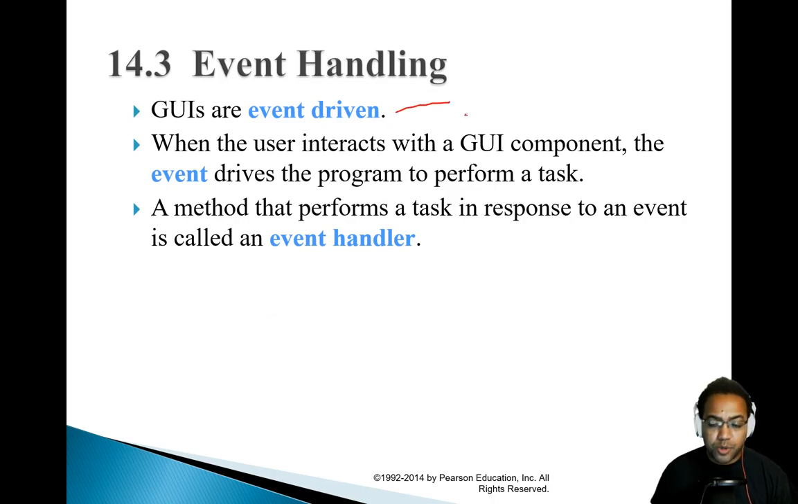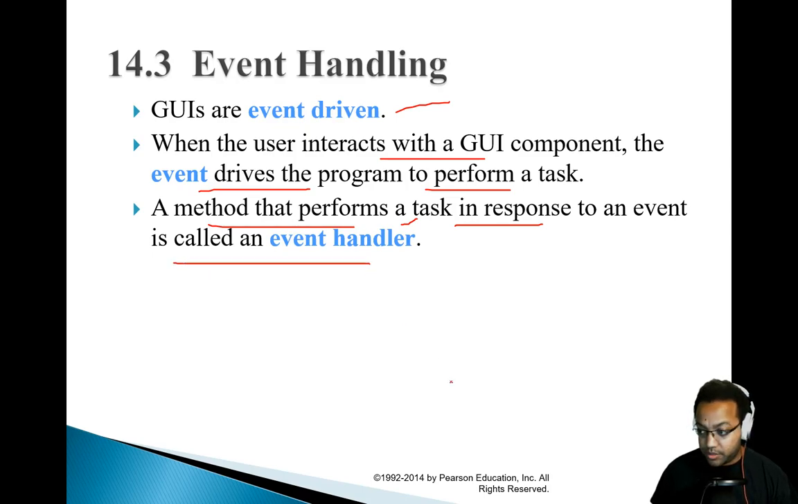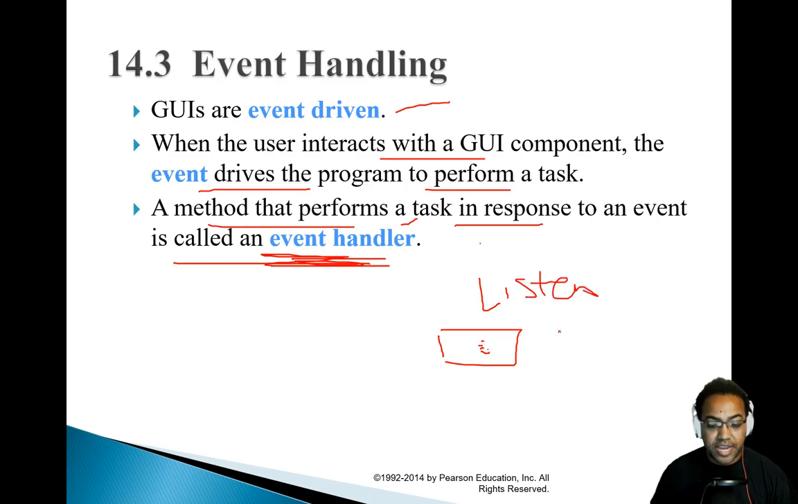So GUIs are, for the most part, event-driven. This is true. When the user interacts with a GUI component, the event drives the program to perform a task. A method that performs a task in response to an event is called an event handler. So, if I put a button on a page, and someone clicks that button, if all I did was put the button on the page and someone clicks it, it will do nothing. The reason is that I did not add an event handler to the button. I need something to listen for a specific action to occur. In this case, the event would be a button click.